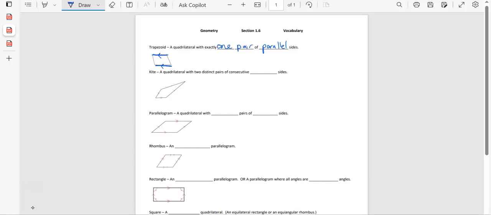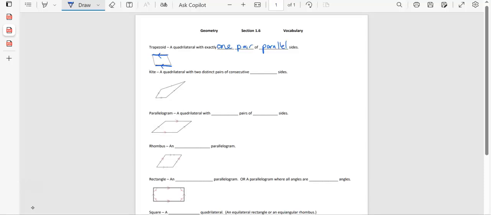What I want you to remember here as well is the idea of what is a definition versus what is a property. So the definition of trapezoid is a quadrilateral with exactly one pair of parallel sides. And later we're going to learn about some properties of trapezoids. We're also going to be talking about something called isosceles trapezoids, which have some unique features as well.